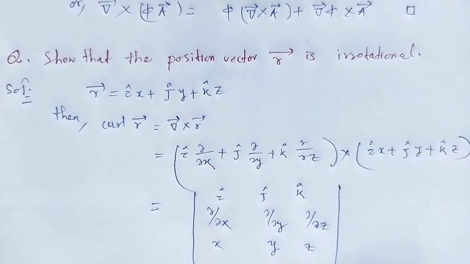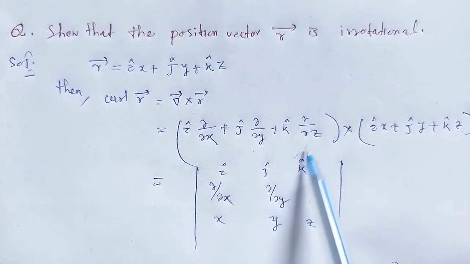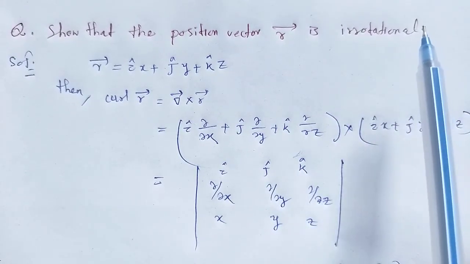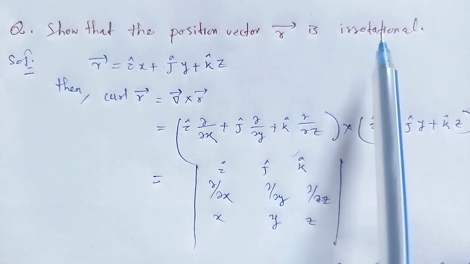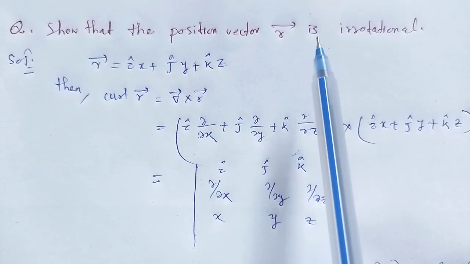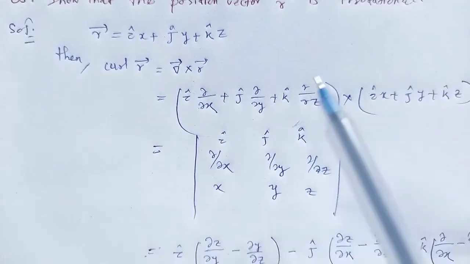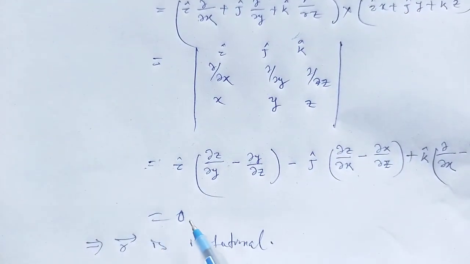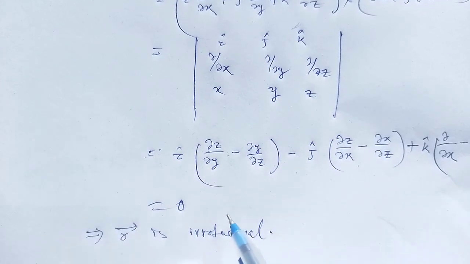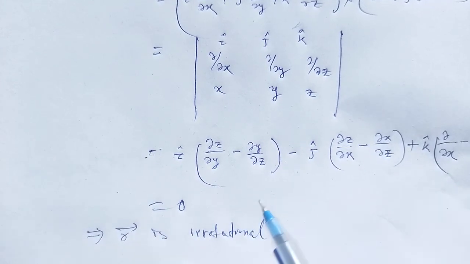And a question related to curl: show that the position vector r is irrotational. The condition for a vector to be irrotational is that the curl of that given vector is 0. That's why we found its curl, and that result is 0. That's why r is irrotational.